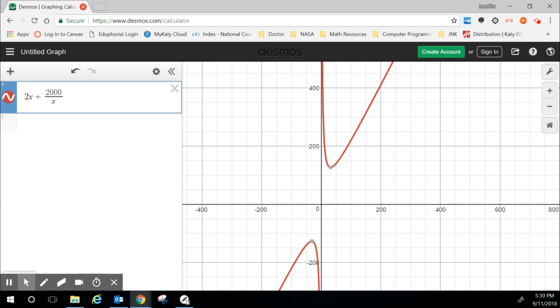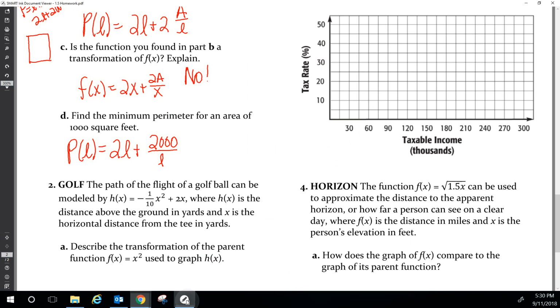My minimum point here is at 126.49. So the minimum length that we would have would be 126.5 feet for the minimum of this function.